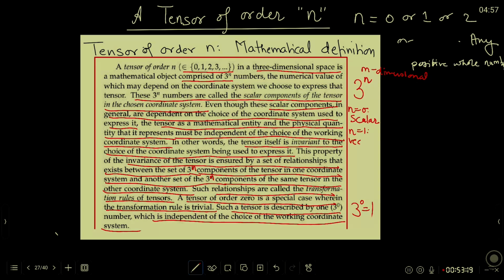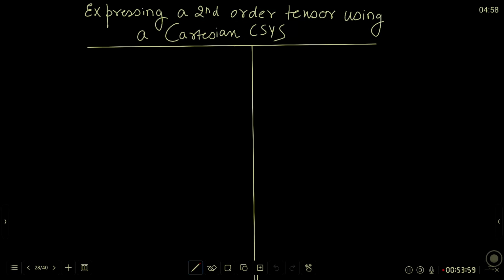For example, stress is a tensor of order 2. Inertia of an RB about a given point on it is a tensor of order 2. Now, if we are dealing with a second order tensor, inertia tensor, how do I express it in a coordinate system, in a Cartesian coordinate system? How do I express that in a Cartesian coordinate system?